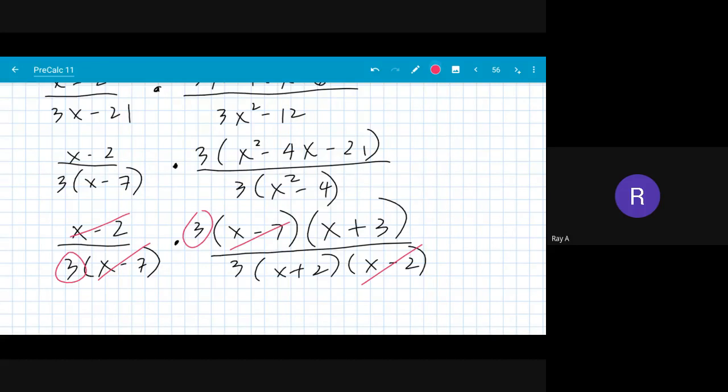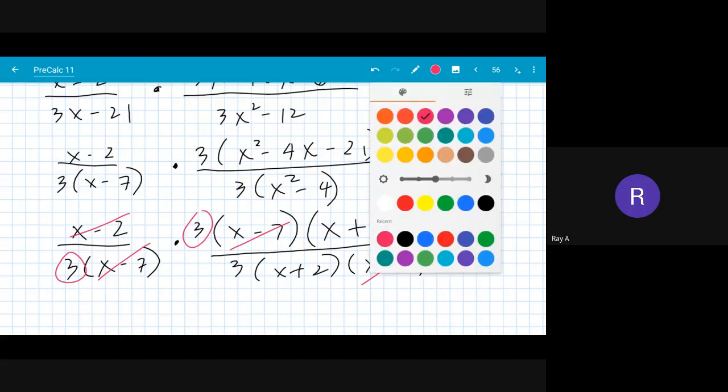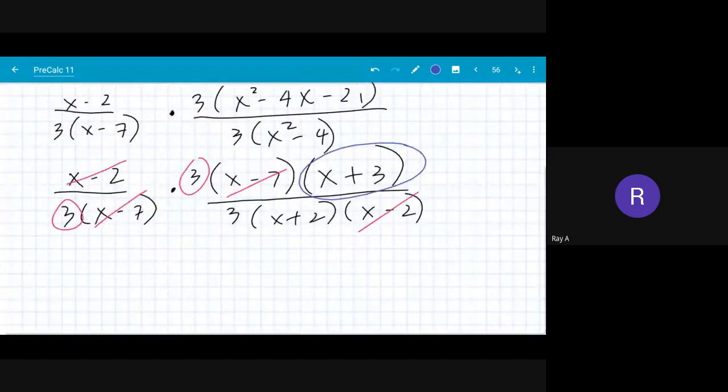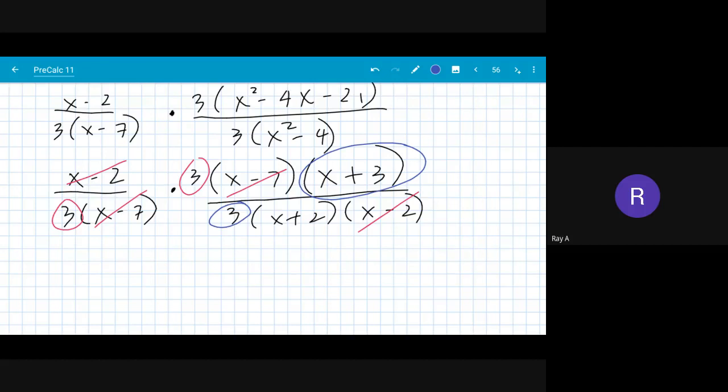I will highlight it in blue. I'll circle it in blue. This one is left, so in the answer, all right, the one that I circled in blue is still going to be left. What else? This 3, all right, will still be left. This x plus 2 is still going to be left. Okay, so the final answer would be x plus 3 for the top over 3 times x plus 2. Okay.